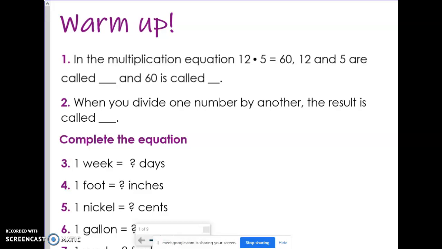What we went through. In multiplication, 12 times 5 equals 60. 12 and 5 are called what?